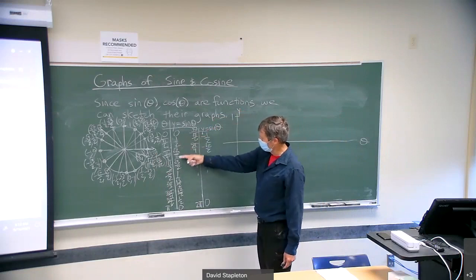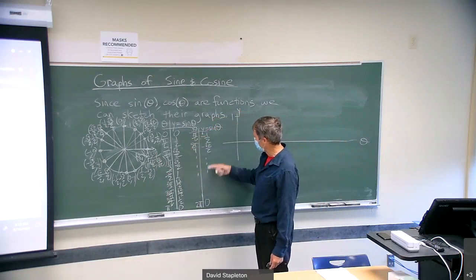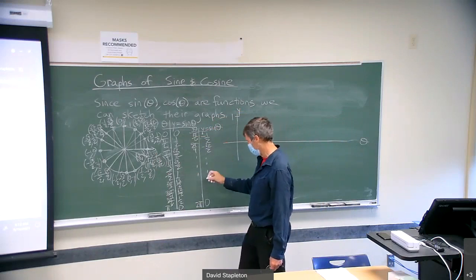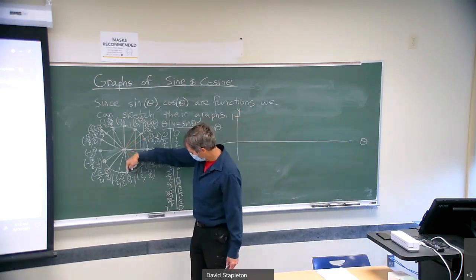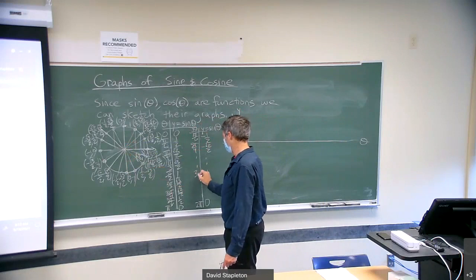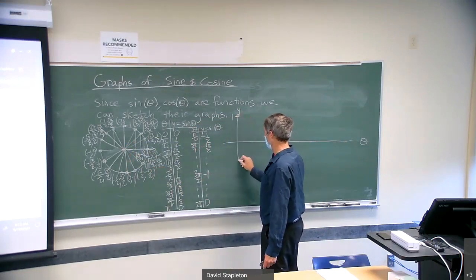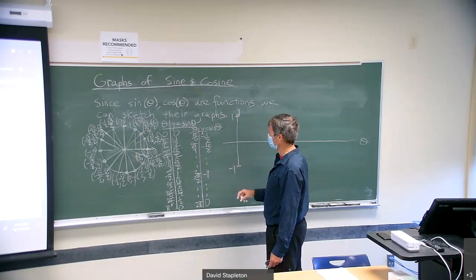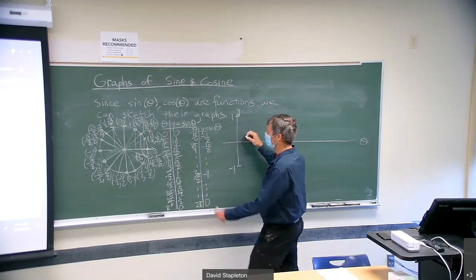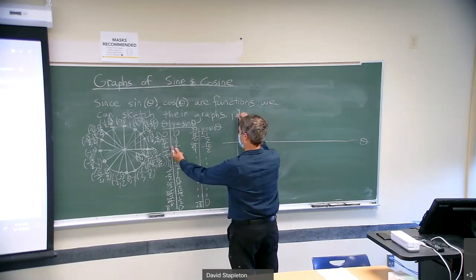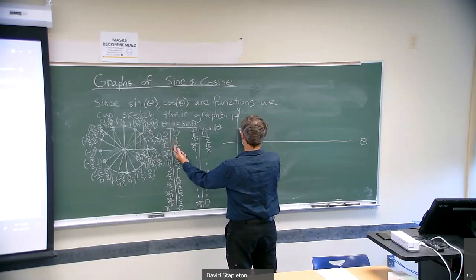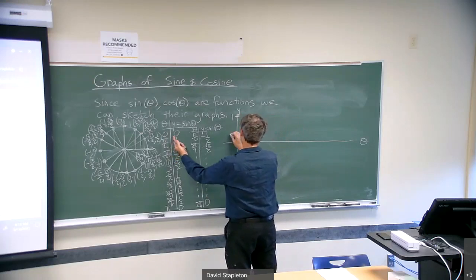So I noticed the biggest y coordinate I got was 1, and the smallest was minus 1. At 3 pi over 2, it's minus 1. And so this actually only goes between plus and minus 1 for the y values. But I plot this one, oops, not that one, 0, 0.